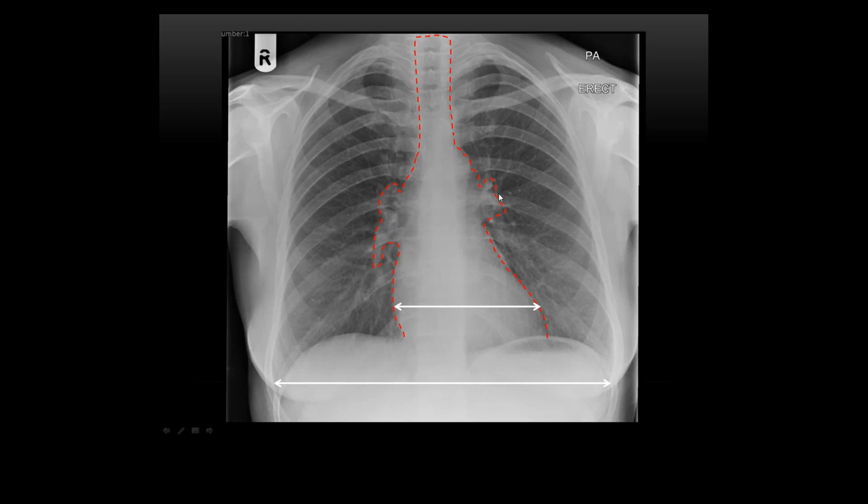They're in normal position. Now, if they're not in that normal position, it could be due to a few things. It could be because the patient's not taking a good breath in, that can shift them slightly.